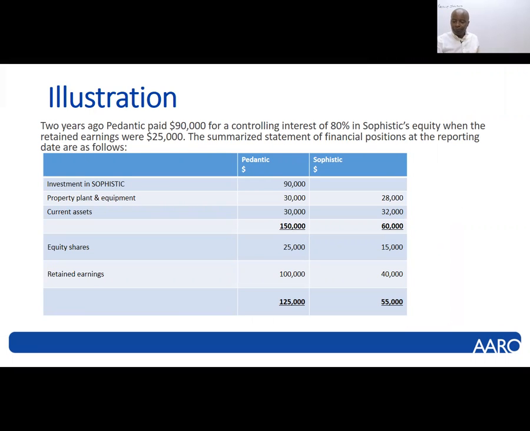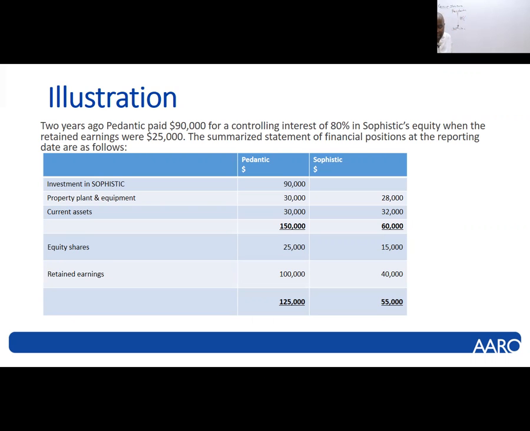So we are told here, 2 years ago, Pedantic paid 90,000 for a controlling interest of what percentage? 80%. So ladies and gentlemen, we have a company here called Pedantic, which acquired some stake in Sophistic. Quite a huge stake, which is what here? 80%. Ladies and gentlemen, of course, 80% is a serious what here? Shareholding. It's a serious shareholding. It's more than 50.